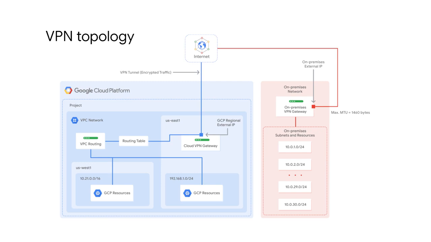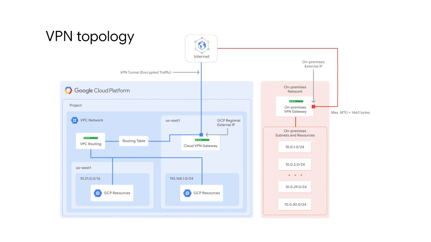Now, in order to connect to your on-premise network and its resources, you need to configure your Cloud VPN gateway, on-premise VPN gateway, and the two VPN tunnels. The Cloud VPN gateway is a regional resource that uses a regional external IP address. Your on-premise VPN gateway can be a physical device in your data center or a physical or software-based VPN offering in another cloud provider's network. This VPN gateway also has an external IP address.